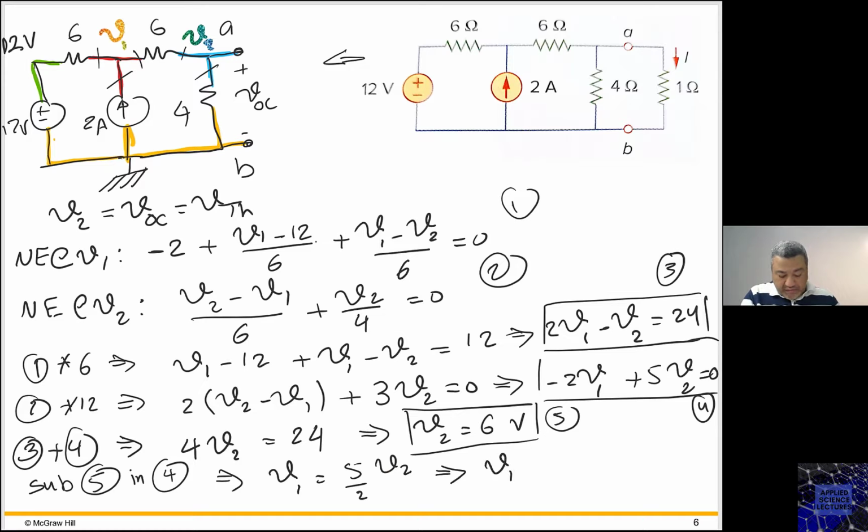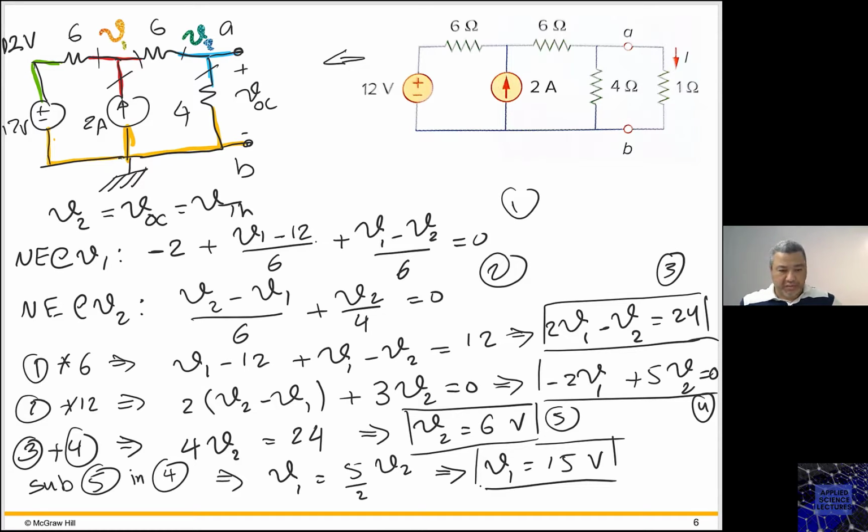And then V1 equals 3 times 5, 15 volts. Right? Did I get this? 6 times 5 over 2, 3, 15 volts. So this is how we solve.